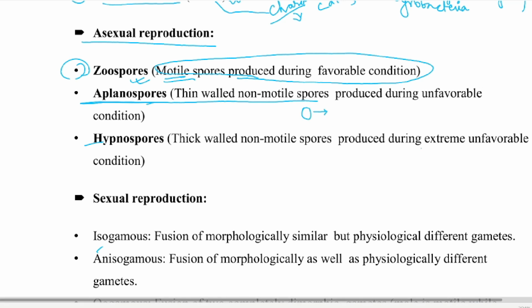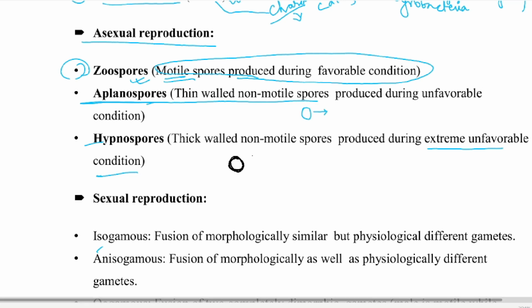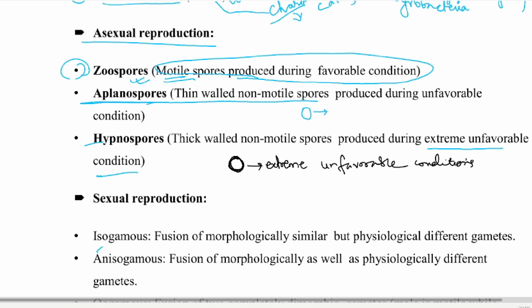But if there is an extreme unfavorable condition, there will be thick walled non-motile hypnospores. There is a thin wall in aplanospores, but in hypnospores the spores have a thick wall, and these thick walled non-motile spores are formed during extreme unfavorable conditions.